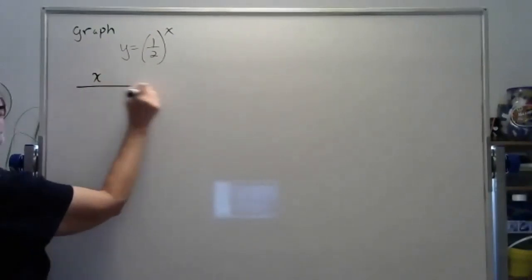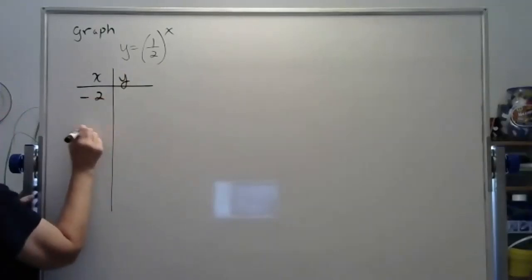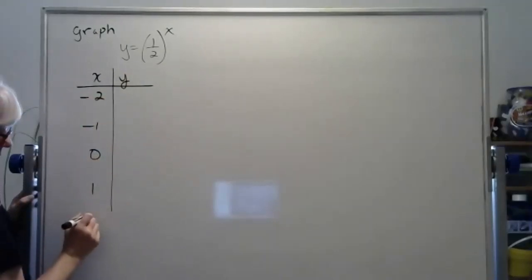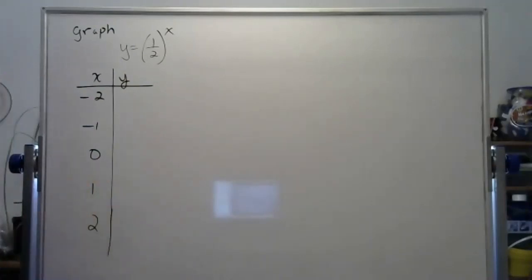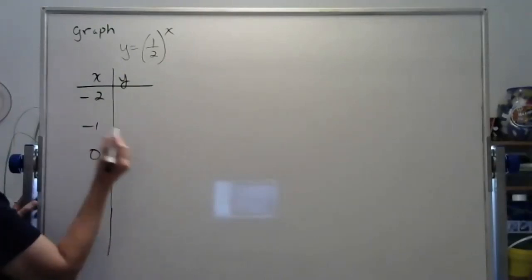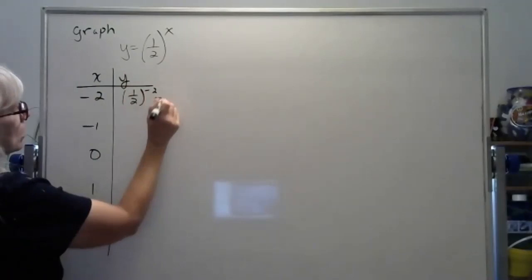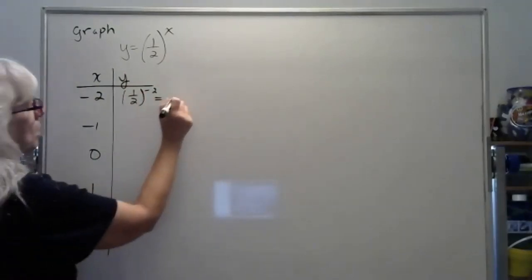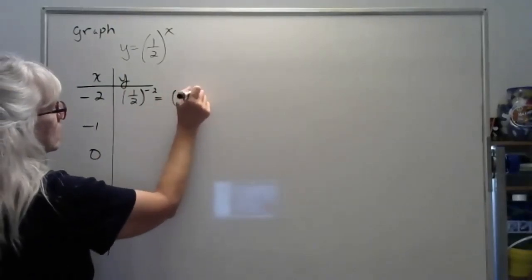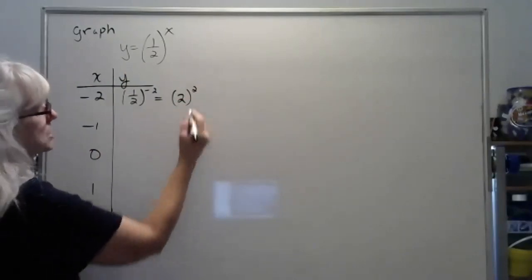In terms of building our table, we're going to do the exact same thing. So we're going to use our -2, -1, 0, 1, and 2. Again, notice I'm just using the same points over and over again because it really illustrates what's going on. So let's plug in the -2. I now have 1/2 to the -2 power. Well, a negative exponent flips it. So that's going to become 2 to the 2nd power. So I drop the negative on the exponent when I reciprocate or flip the fraction.